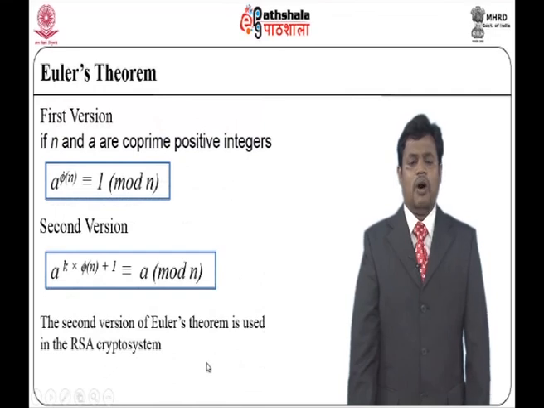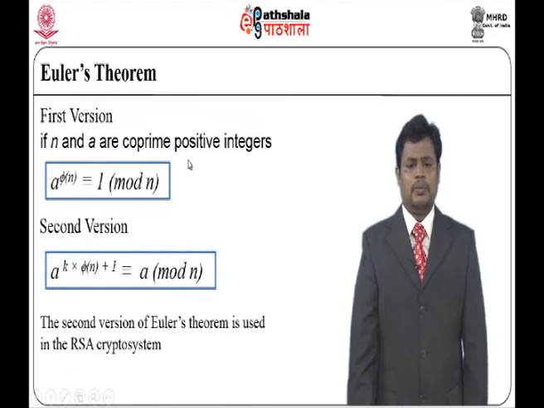The next theorem is Euler's theorem. The first version says that if n and a are coprime, that is relatively prime positive integers, then a power phi of n is congruent to 1 mod n. What is this phi of n? It is Euler's totient function, which is why we studied the Euler totient function at the beginning of the session. This removes the condition of Fermat: it is not worrying about whether n is a prime number or not, any integer n.